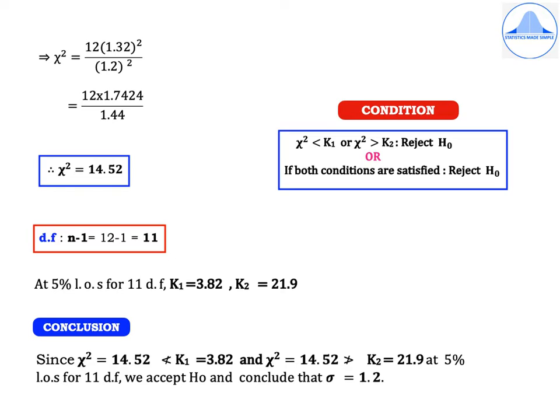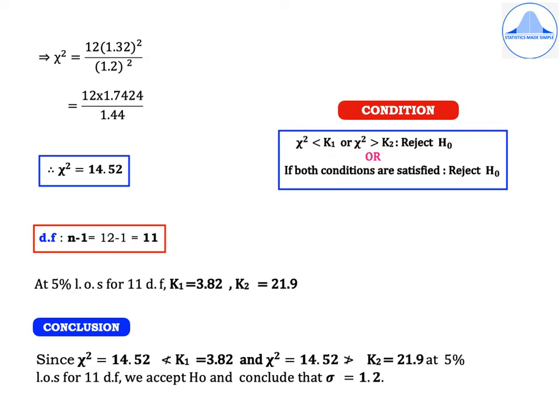Now the condition which is used for a two-tailed test is you have to check if chi-square is less than k1 or chi-square is greater than k2. If either of these conditions are satisfied, or if both the conditions are satisfied, then we reject h0, otherwise we accept h0. So let us find out the degrees of freedom, which is n minus 1, that is 12 minus 1 equal to 11. At 5% level of significance, we get for 11 degrees of freedom, K1 is equal to 3.82 and K2 equal to 21.9.